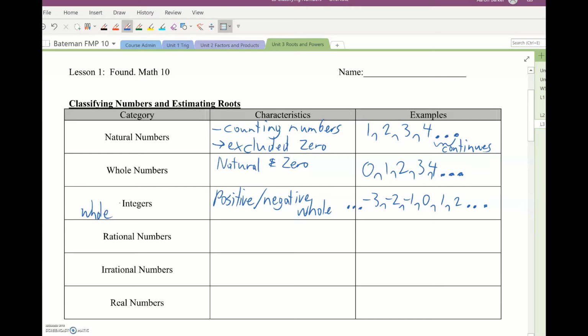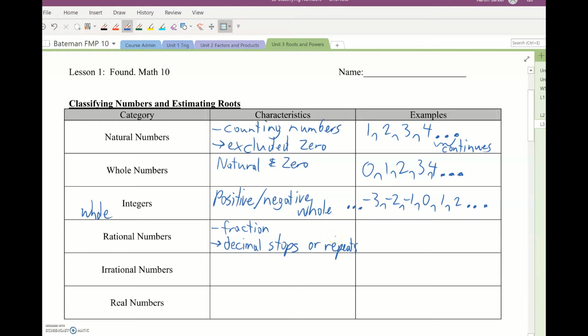Now remember, integers are whole, whereas rational numbers include basically everything. Any number you know is going to be rational. The definition is that it can be a fraction, and what that means is that the decimal stops or repeats.